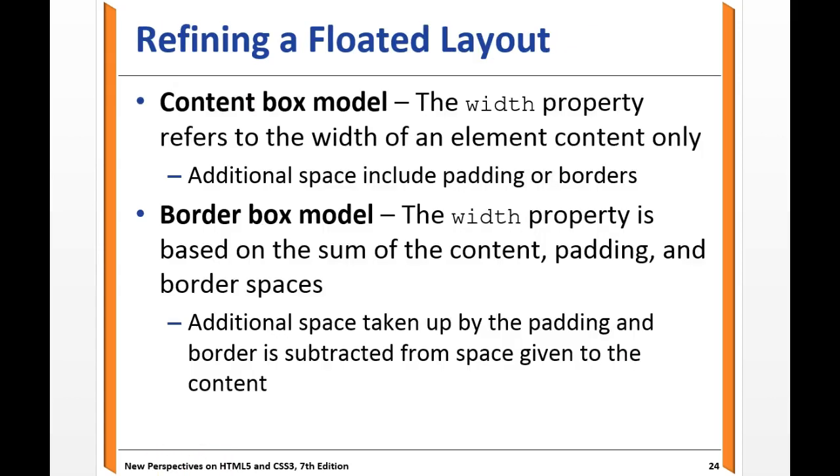By default, browsers measure the width using the content box model. In the content box model, the width property only refers to the width of the element content, and any padding or borders constitute additional space. On the other hand, in the border box model, the width property is based on the sum of the content, padding, and border spaces. So no additional space can be taken up; the padding and border are subtracted from the space given to the content.